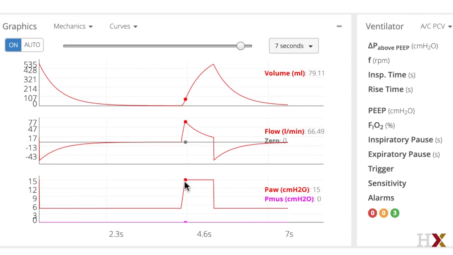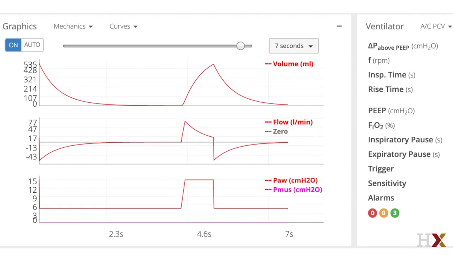Sometimes this will eliminate some overshoot that occurs with pressure control and pressure support. For now, let's keep it like this.